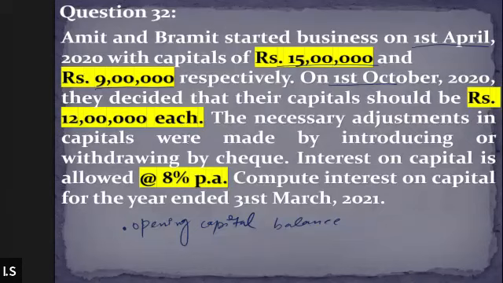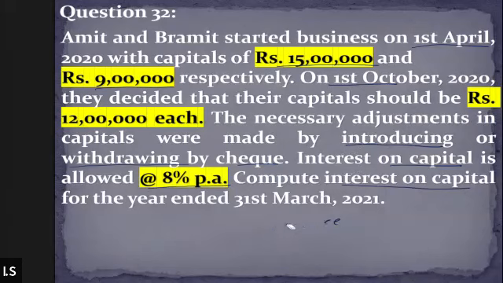The necessary adjustment in the capital were made by introducing or withdrawing by cheque. Interest on capital is allowed at 8% per annum. We need to compute interest on capital for the year ended 31st of March. So the question is very simple. It is just asking us to calculate the interest on capital. Whatever the balance that the partners have maintained over the period of time during the year, we just need to calculate interest on that capital. I hope the question is clear to both of you. Shall we start with the solution?